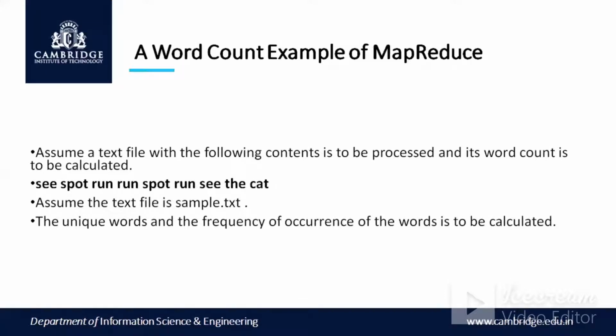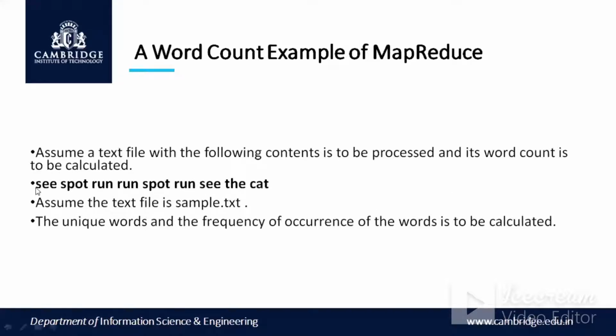Next we'll see the word count application example for MapReduce. Let us assume a text file with the following contents that is to be processed and its word count is to be calculated. The text file is: see spot run, spot run, see the cat. This is just a very simple, very small text file for the example we are considering for word count. So what does this word count do?